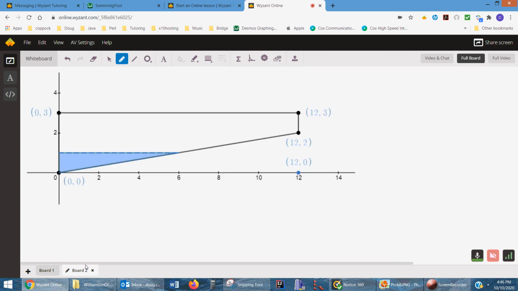Now the question is, let's go to board 2, how do we find the volume of the water when the water level is 1 foot deep? This is 1 right here. Well, we need to find out what this distance is right here. One way to do that would be to write the equation of this line using point slope. Another way to do it is to realize that we do know this distance is 12, and we do know that this distance is 2. So the big triangle here is similar to the little blue triangle. So if we call this x, 12 is to 2, using similar triangles, as x is to 1. So x equals 6.